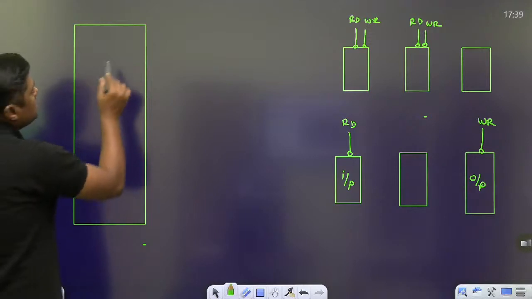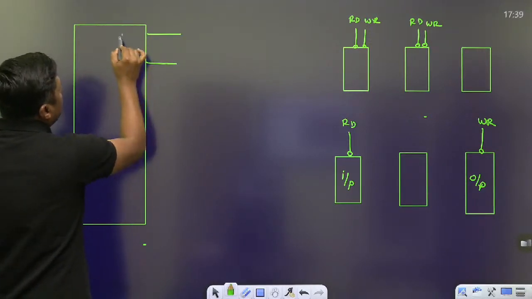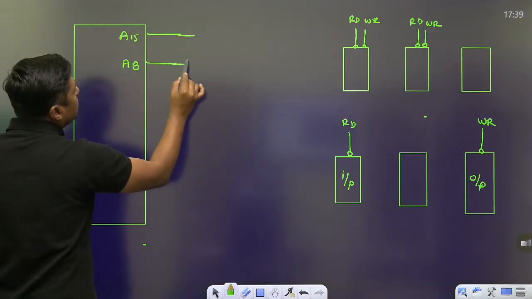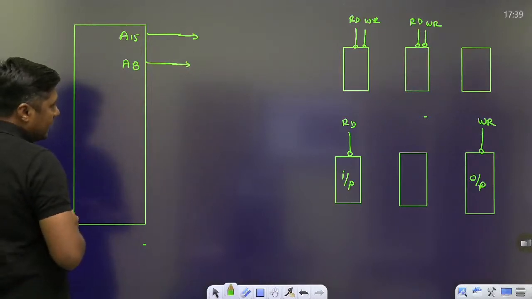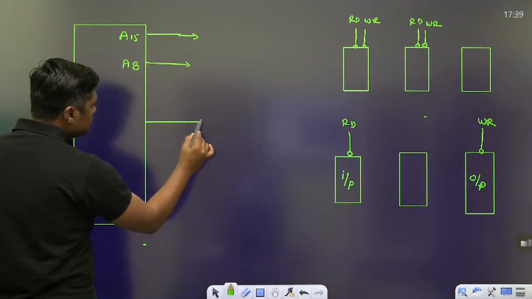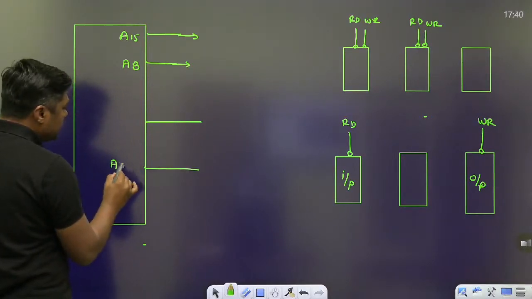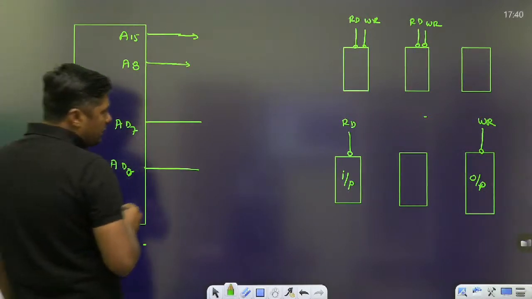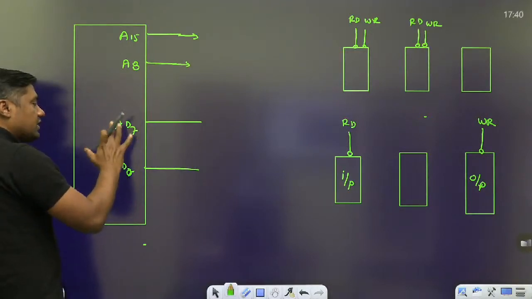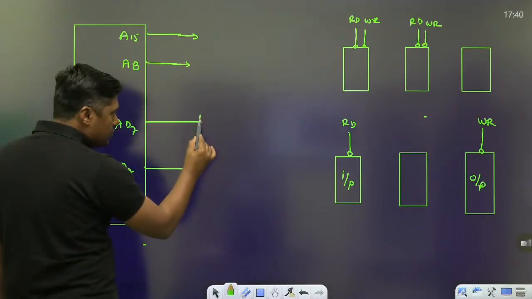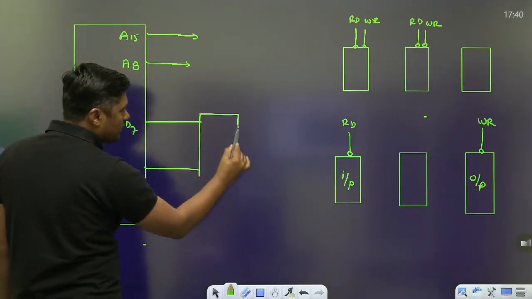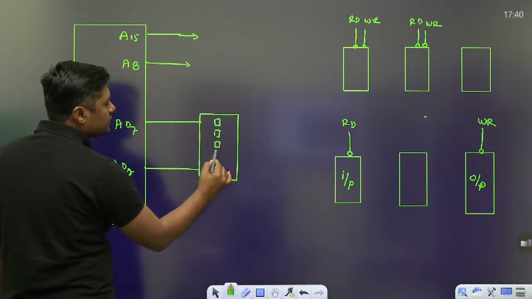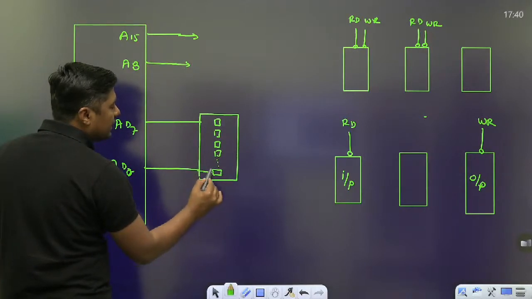Second thing, always remember there are the higher order address lines from A15 to A8. They are always outward. Then from AD7 to AD0, these are called multiplexed lines. In a multiplexed line, initially they are used as address lines, and after that they are used as data lines. Here we are using one latch, a combination of 8 D flip-flops, and that is connected here.